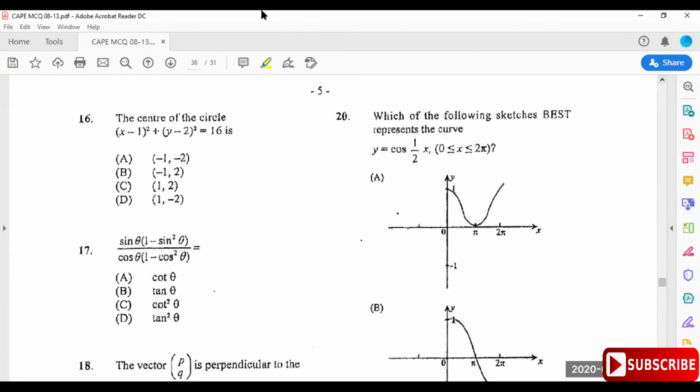In this case, the center of the circle is (a, b) if you have x minus a all squared plus y minus b all squared equal r squared. So the center is 1, 2. Now they give us a trig identity. They want us to simplify this trig identity. All right, so let's do that.